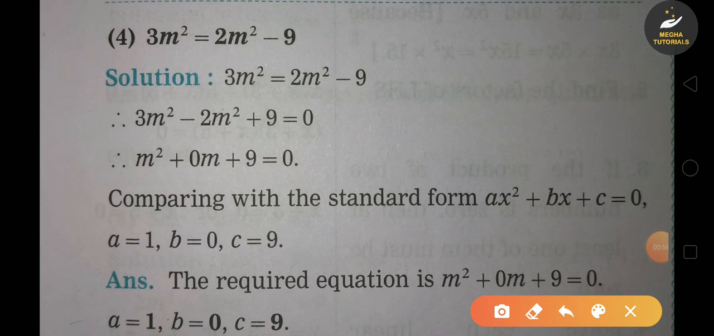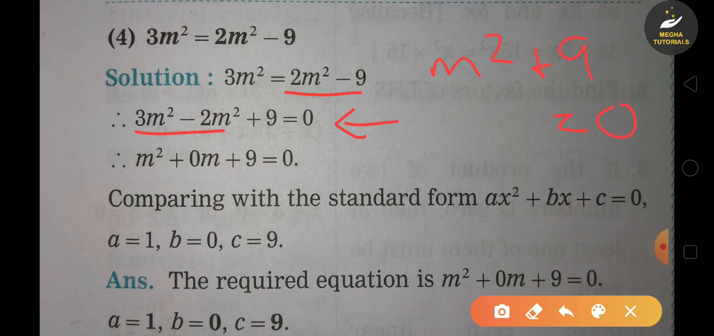Question 4, the equation is 3m square is equal to 2m square minus 9. So we can transpose 2m square minus 9 to the left hand side. After transposition we'll get 3m square minus 2m square plus 9 is equal to 0. So 3m square and 2m square are like terms, so we can solve them further. So we'll get m square plus 9 is equal to 0.